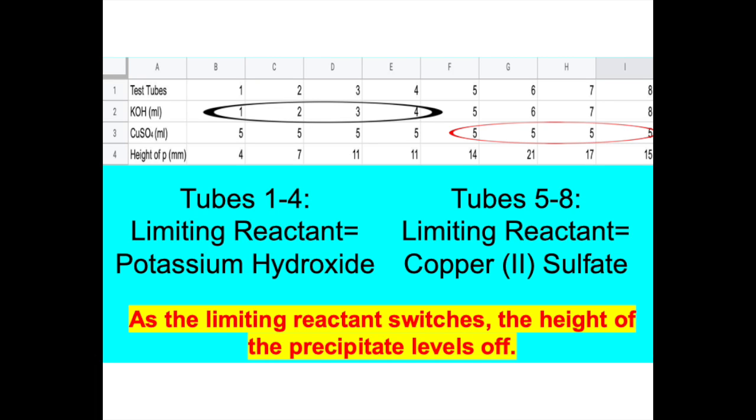It can be determined that in test tubes 1 through 4, potassium hydroxide was the limiting reactant because it controlled how much product was yielded. In test tubes 5 through 8, the limiting reactant switched to copper 2 sulfate as the height of the precipitate levels off. If potassium hydroxide was the limiting reactant in test tubes 5 through 8, we would see a steady increase in the height of the precipitate like in test tubes 1 through 4.